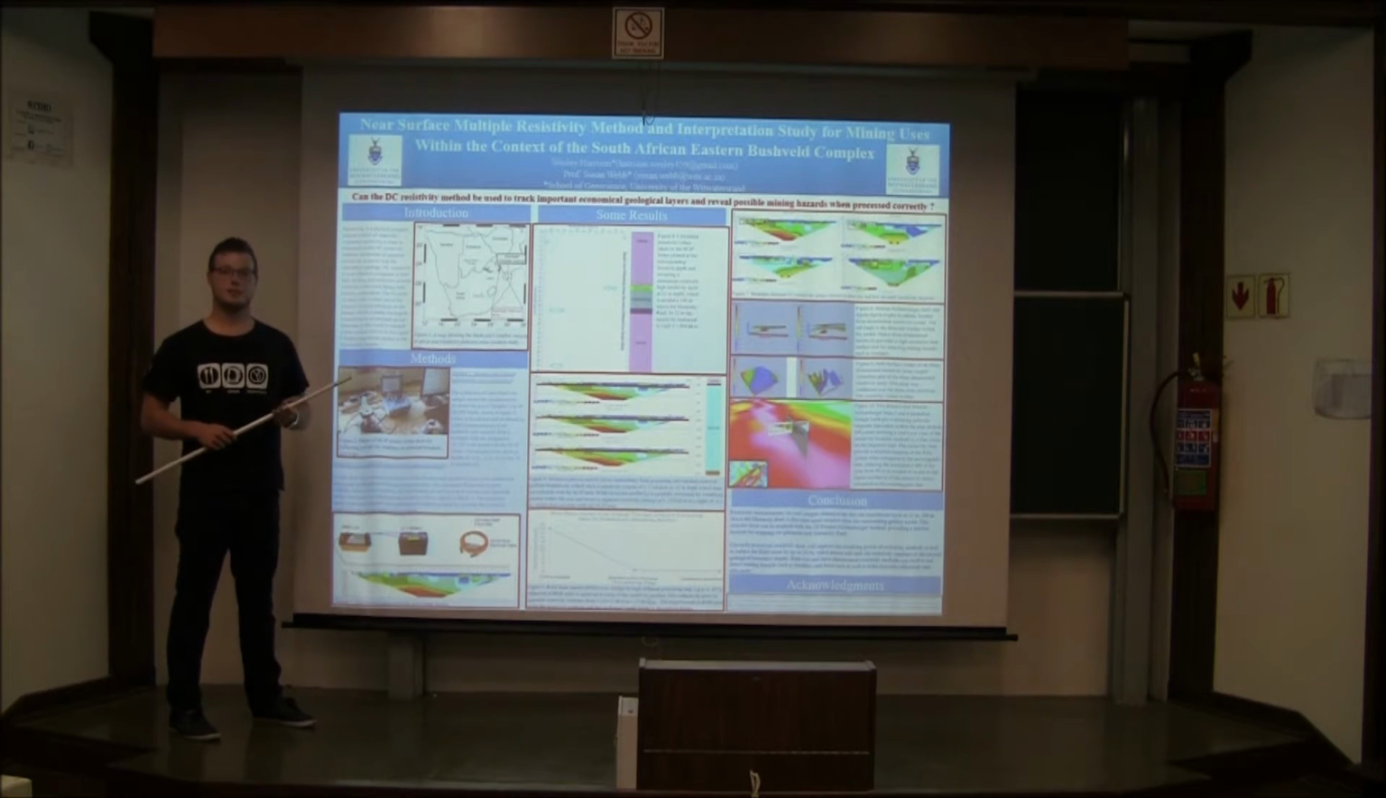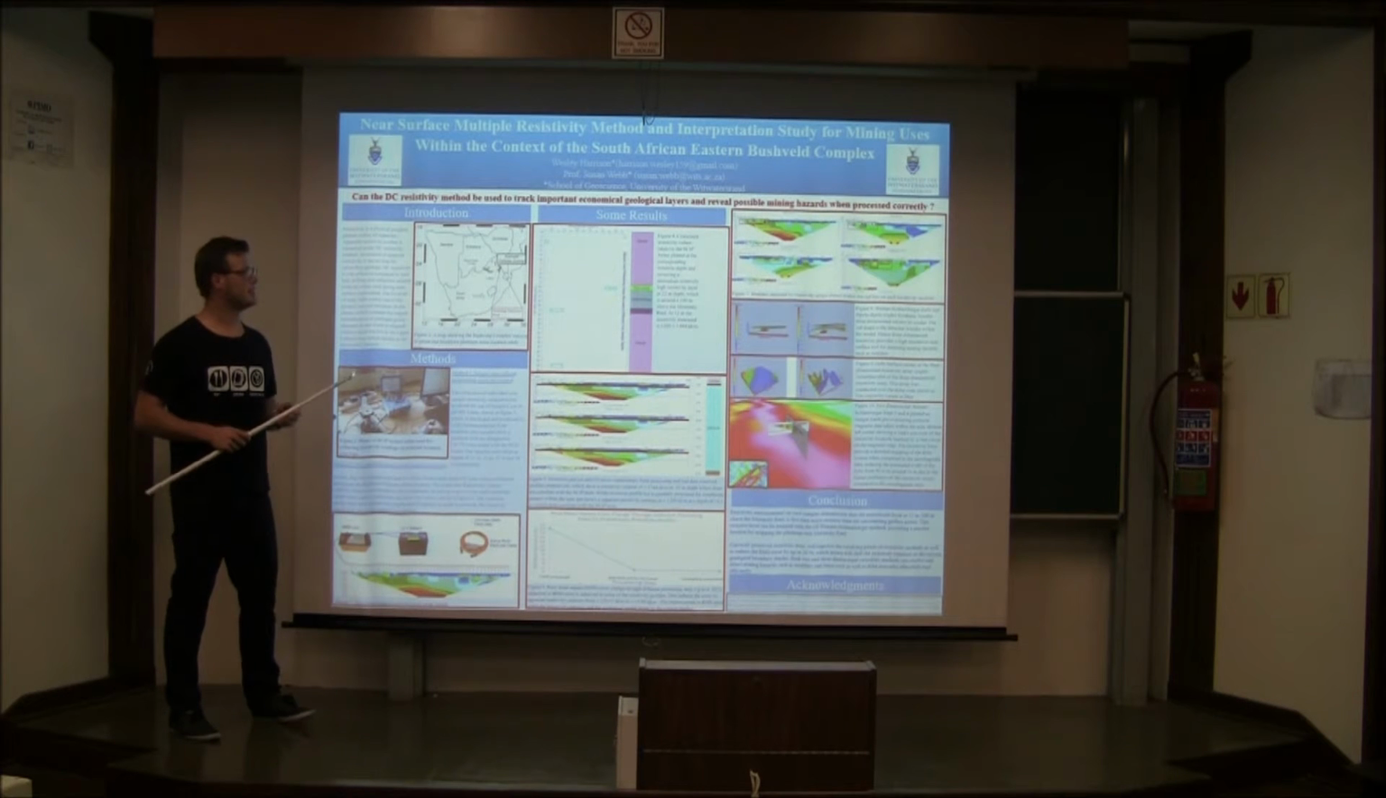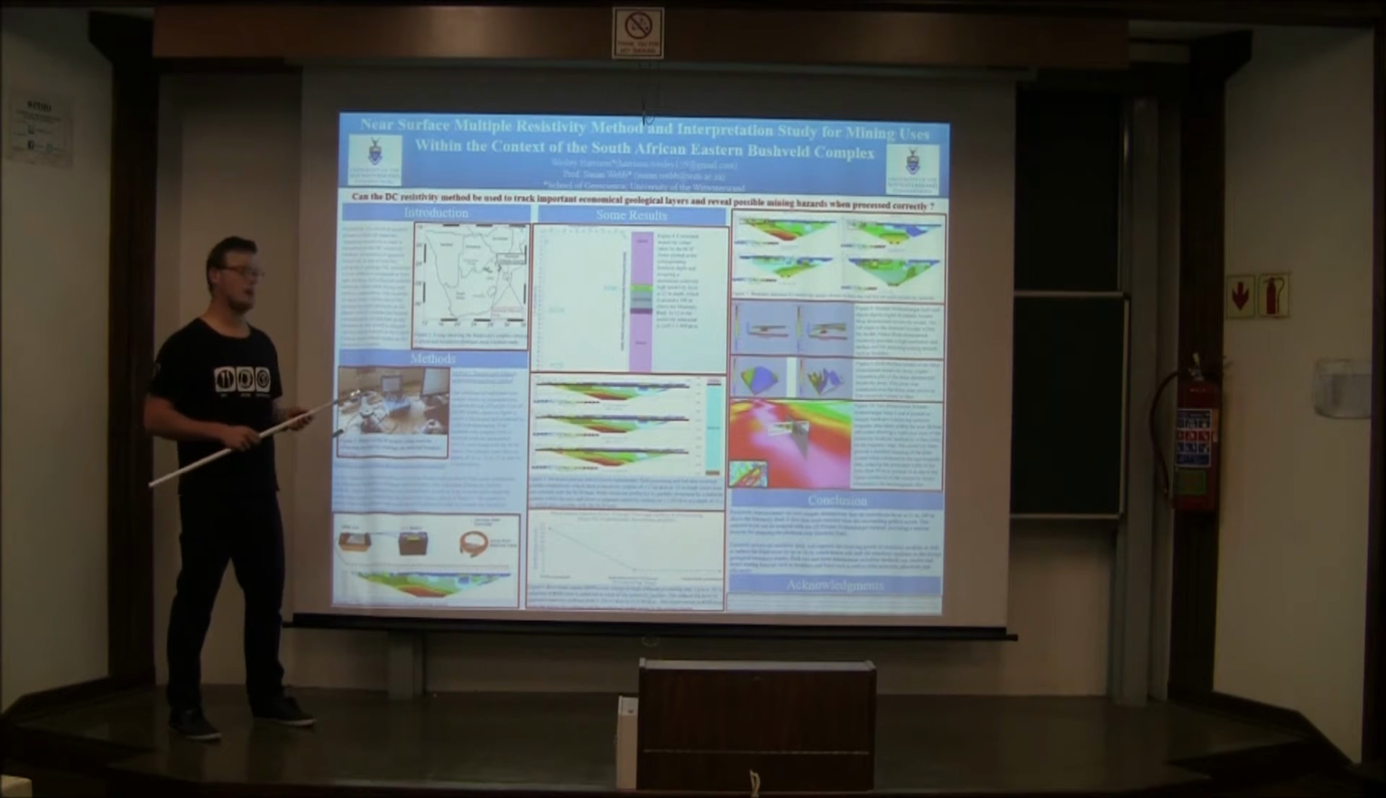Now, resistivity is a physical property of all material and is used by the DC resistivity method to map the subsurface geology. Unfortunately, very little resistivity studies have been conducted within the eastern Bushveld region. The Bushveld Complex itself is one of the largest layered intrusions on the planet and contains the highest percentage of platinum group elements in the world.